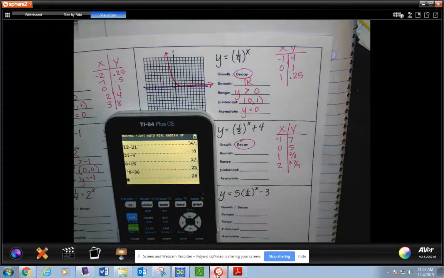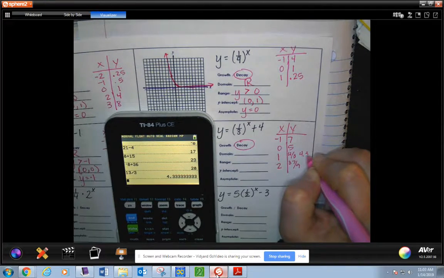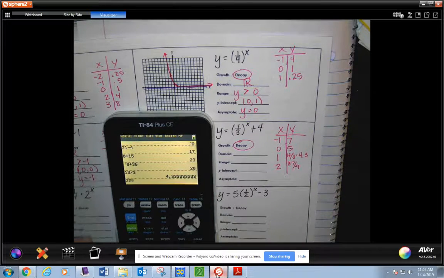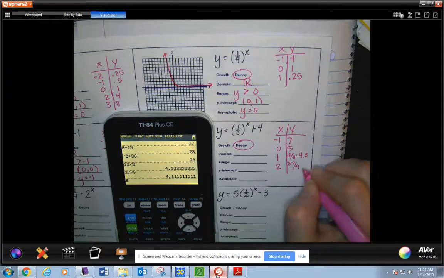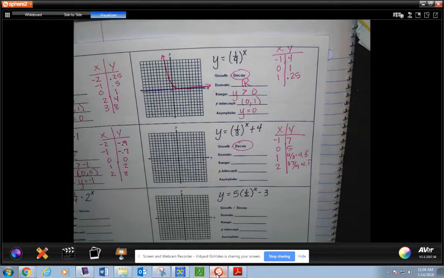To figure out what they are, I'm going to do 13 divided by 3, which gives me about 4.3. Then I'm going to do 37 divided by 9, which gives me about 4.1. Okay, I'm going to go ahead and put the little repeating bar so I know that they're repeating. Now I'm going to graph these.